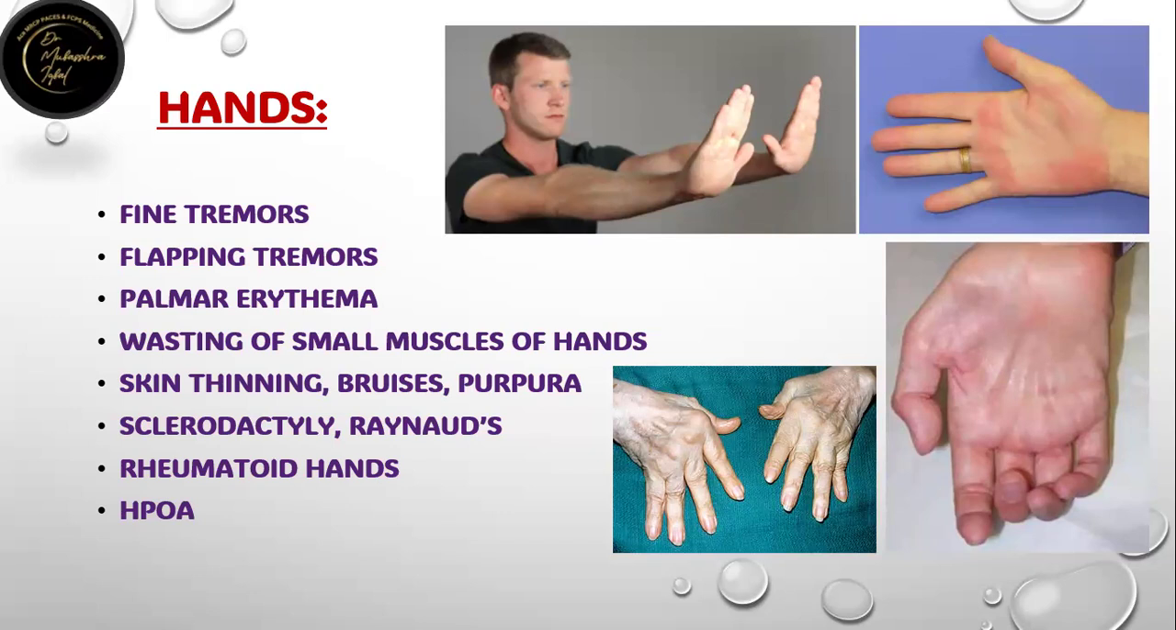After that, you will look for any evidence of oral corticosteroids in the hands. How will you look? You will just comment on skin thinning, that is paper thin skin, bruises, purpura, or ecchymosis. Even there can be presence of sclerodactyly, skin tightening, skin thickening, and Raynaud's phenomena as a part of systemic sclerosis. Or the patient might have rheumatoid hands in the form of multiple joint deformities, joint swelling, evidence of synovitis, and ulnar deviation of the hands.